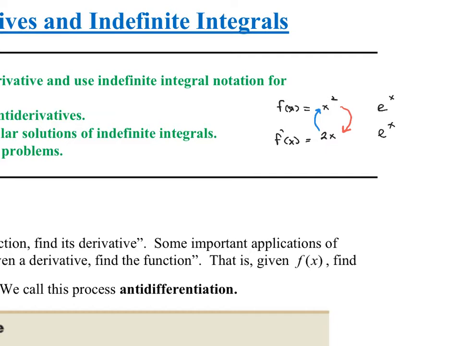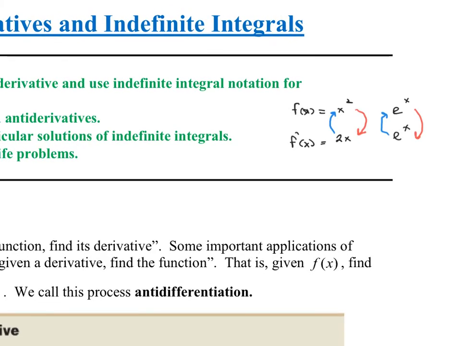So if the derivative of e to the x is e to the x, then the antiderivative, which is the other direction, of e to the x is also e to the x. So now what we need to do is go through all our derivative rules and essentially do everything that we've been doing backwards. Okay, so let's take a look.